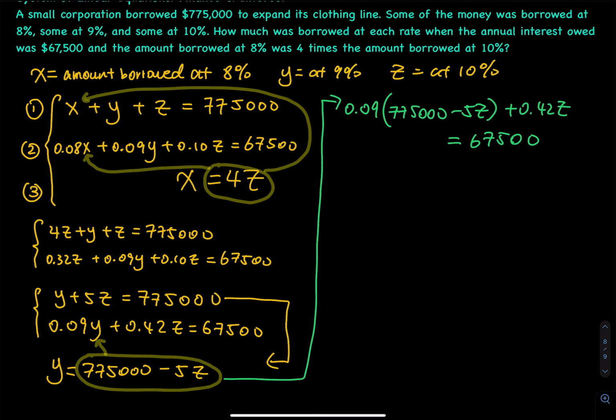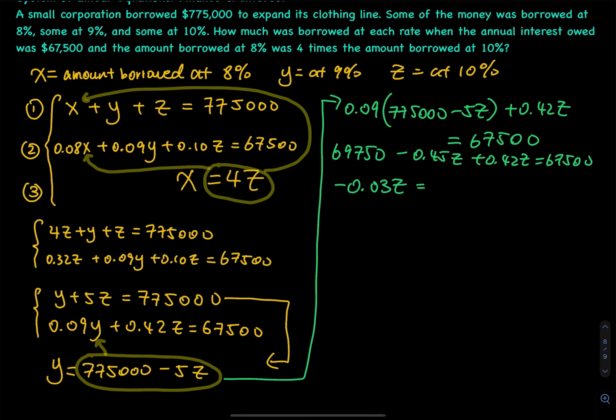Now we are able to solve for z. Do a distribution. We have 69,750 minus 0.45z plus 0.42z equals the total interest. And then combine the z terms, I have negative 0.03z. Don't worry about that, because when you take the total interest minus 69,750, you get a negative, so that will be negative 2,250. So once you solve for z, z is equal to $75,000. This is the amount borrowed at 10%.